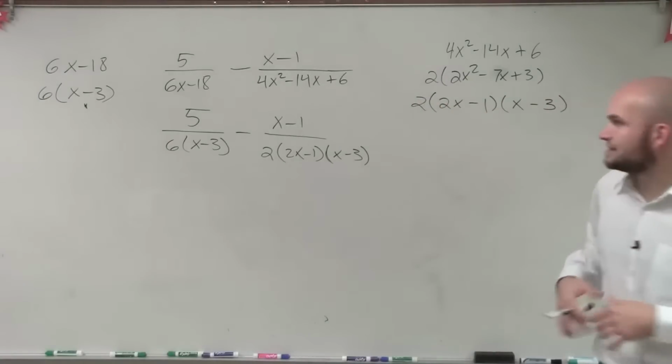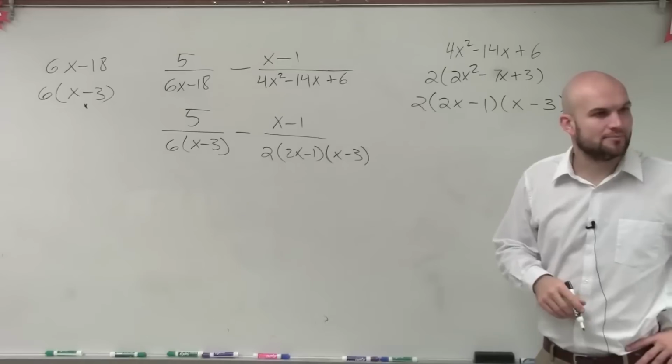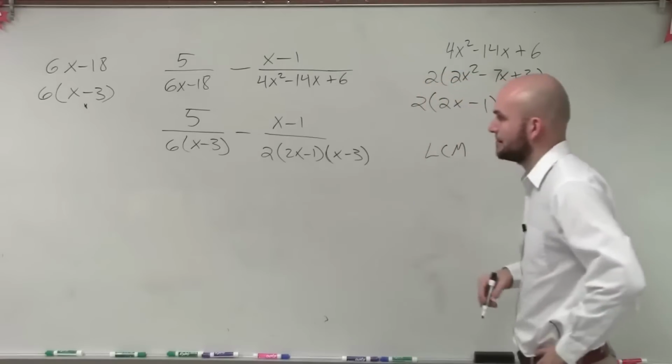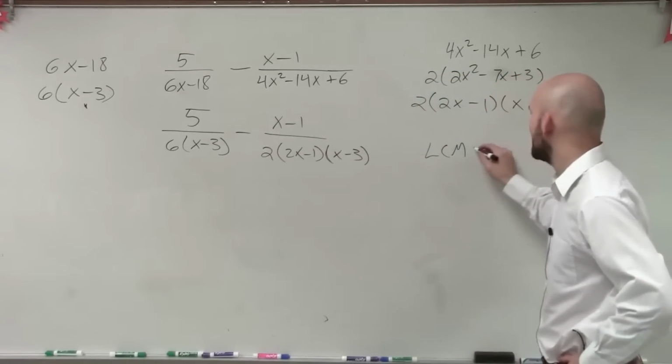And as you guys can see, now what we want to do is start writing out our LCM, the least common multiple for our denominator. So what do they share? They both share what? x minus 3.